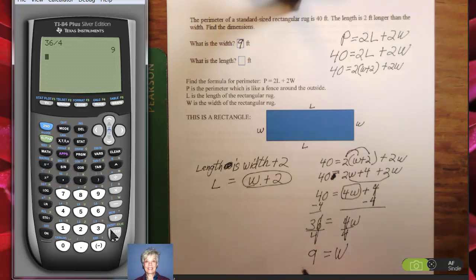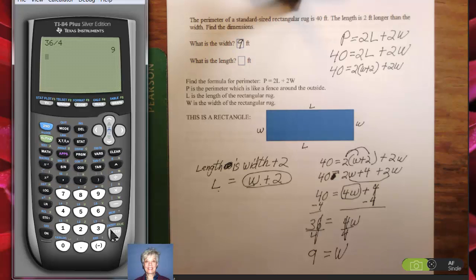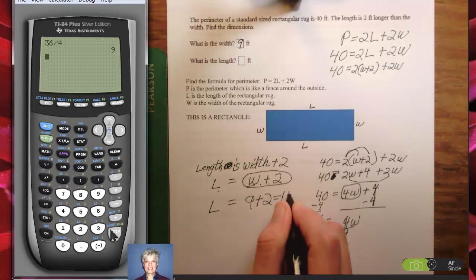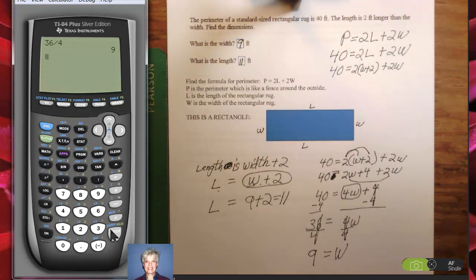Now the length, come over here. Look, W plus 2 is what length equals. I already know what W is, it's 9. So the length is going to equal 9 plus 2, which is 11. So the length is going to equal 11 feet.